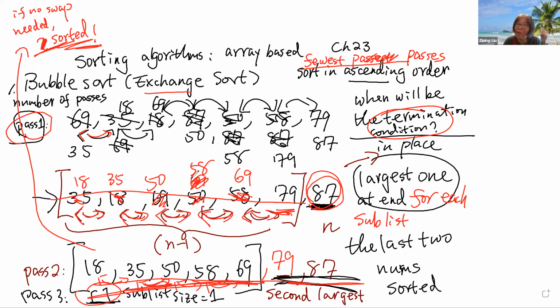And then just think the other way. If the list is in reverse order, what's going to happen?